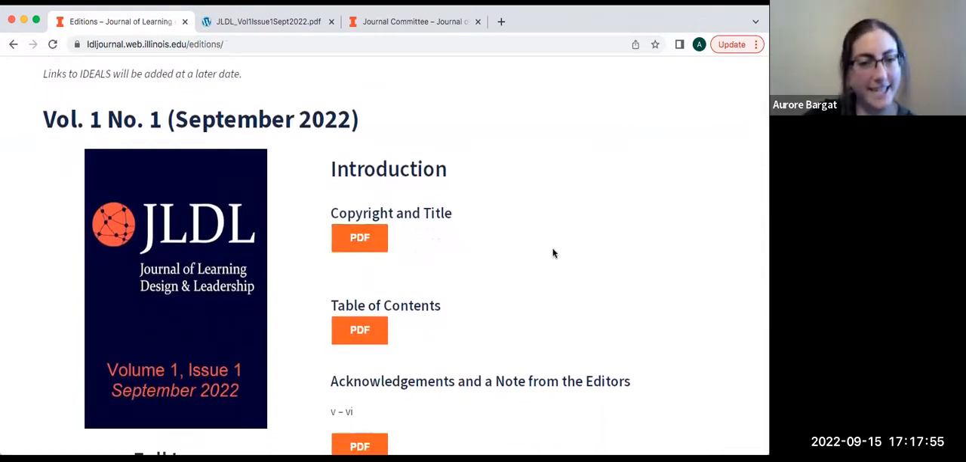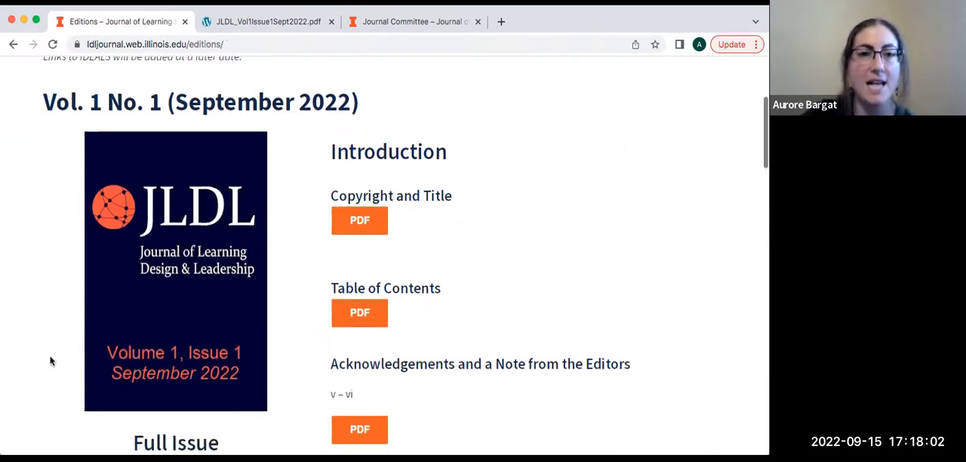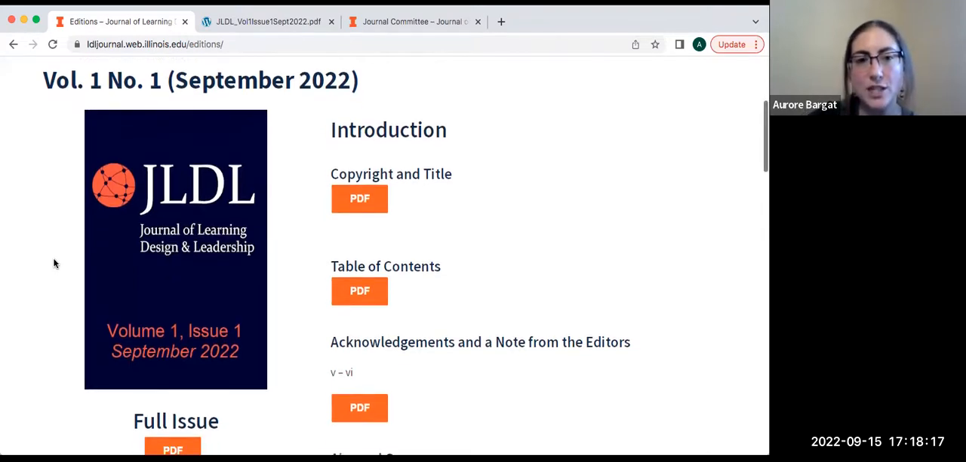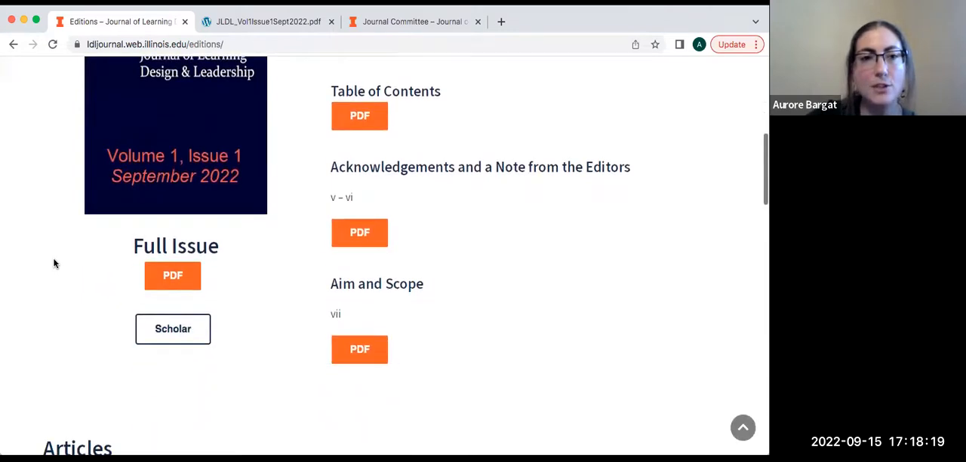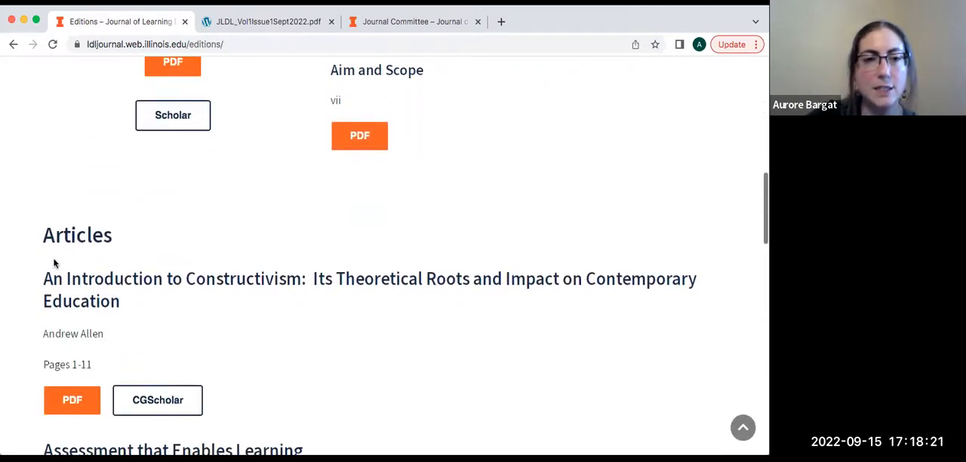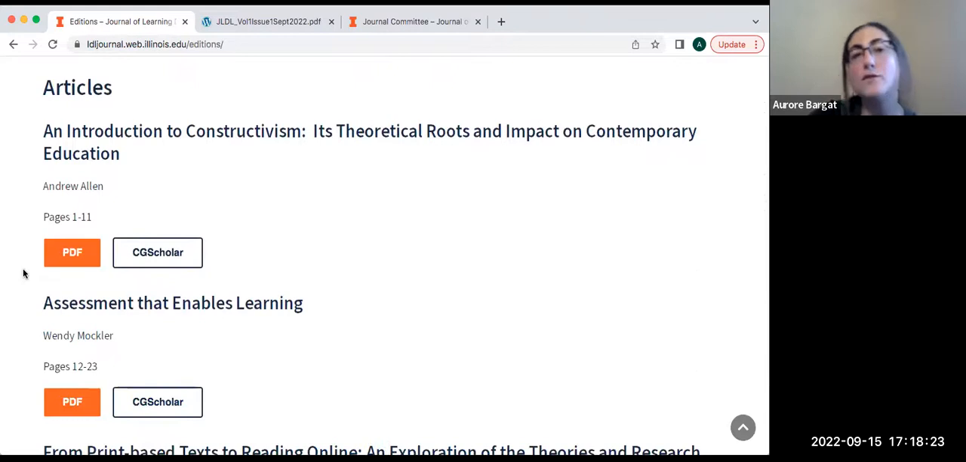So hooray, thank you so much to everybody who worked so hard so that it happened today. As you can see here, some of our committee members were very creative and were able to get a very beautiful logo and a cover page. So there it is for the Journal of Learning Design and Leadership, Volume 1, Issue 1. I will show you the details of it, but here is a quick overview of the articles that we have.